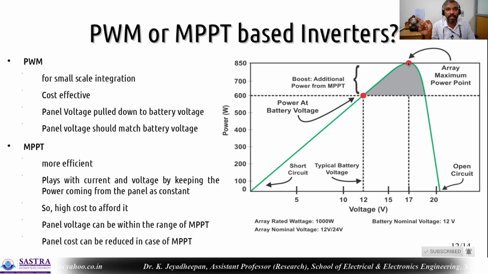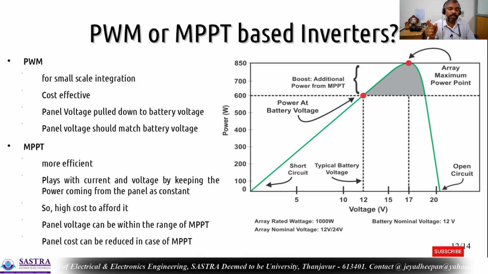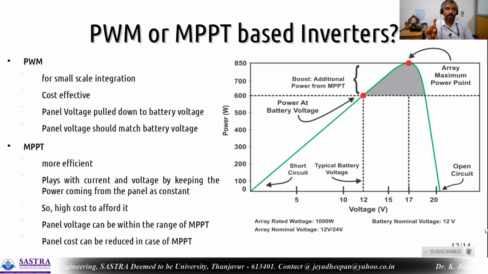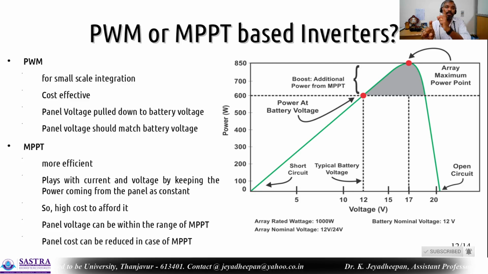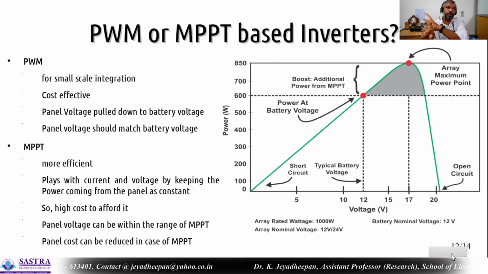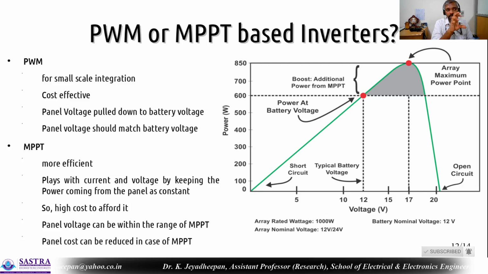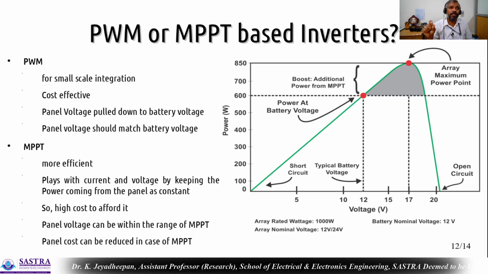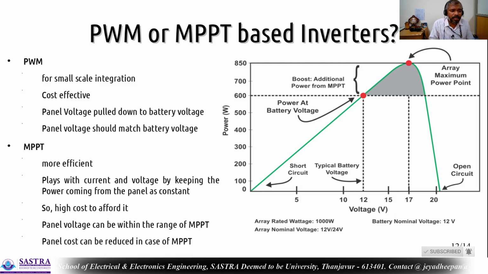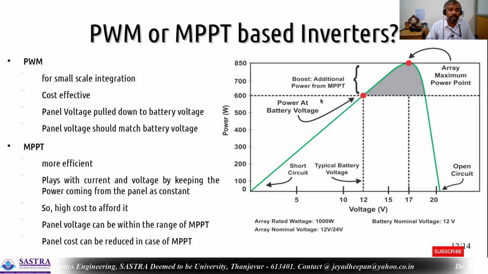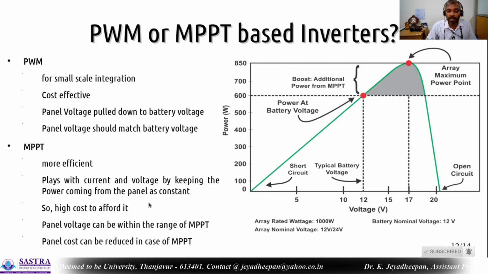So power is going to be fixed. P is equal to V into I, right? So power is equal to voltage into current. Here the voltage we need to charge the battery is 12 volt, right? So for example, if the panel gives 13 volt, the excess is going to be converted into current. Okay, so power is going to be fixed and voltage is going to be fixed, so current is going to be a varying one, right? Like that, current and voltage are going to be varied by keeping the power coming from the panel constant, right?